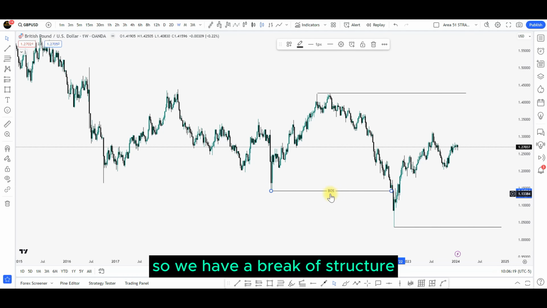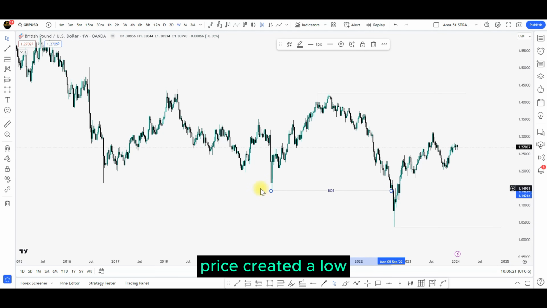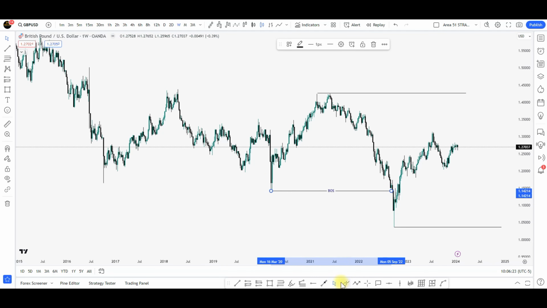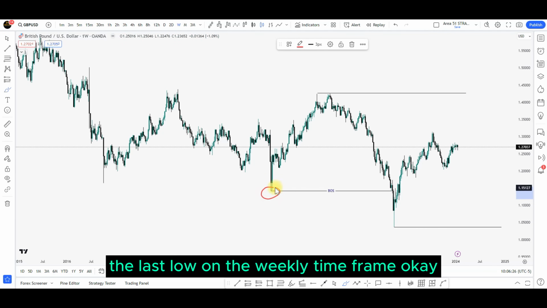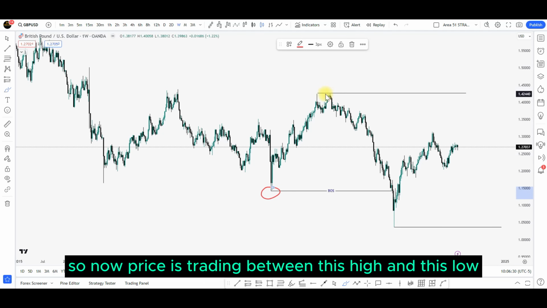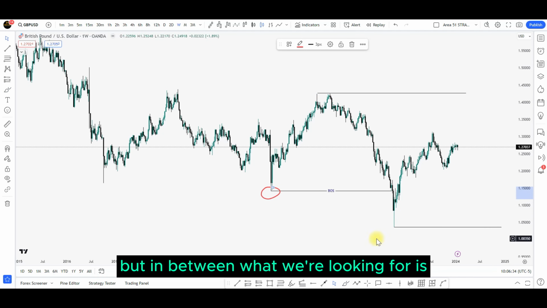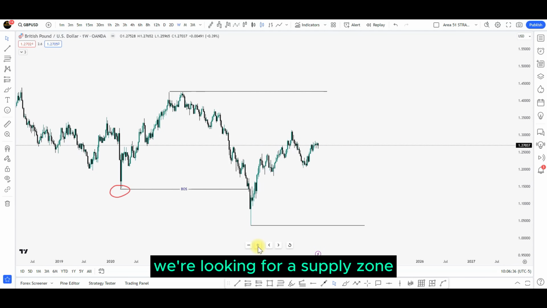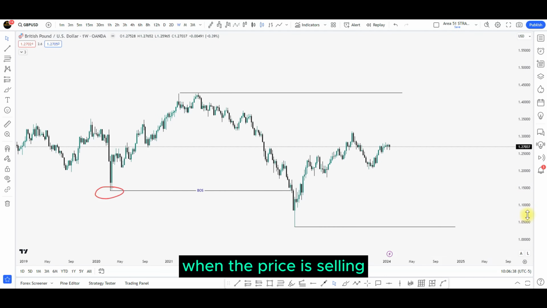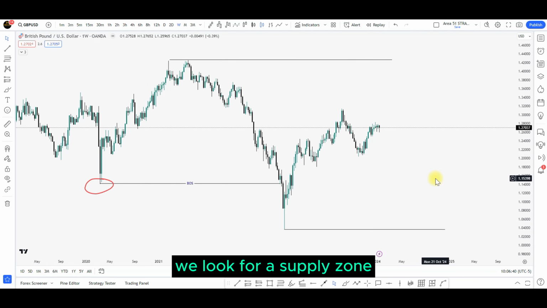So we have a break of structure. Price created a low, trading lower than the last low on the weekly time frame. Okay. So now price is trading between this high and this low. But in between, what we're looking for is a supply zone. When the price is selling, we look for a supply zone. And when we're looking for a buy position, we look for a demand zone.